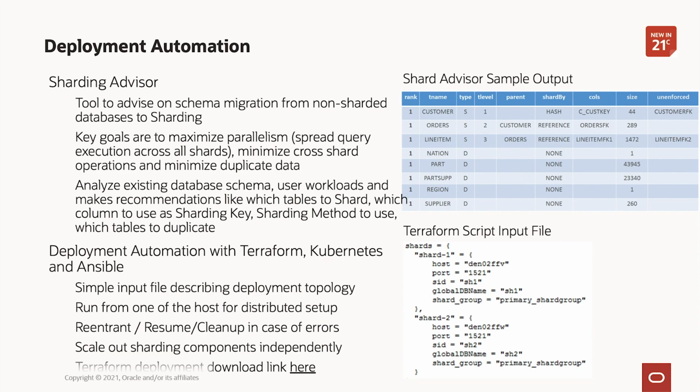So you can simply edit a simple JSON-like file and define your topology: these are my different shards, these are my primary, these are my standby, this is the machine I want to use for my catalog, this is the machine I want to use for my shard director, and that's it. And you run the script and it will go and provision everything and configure everything end to end.